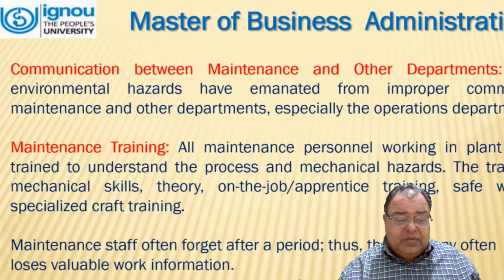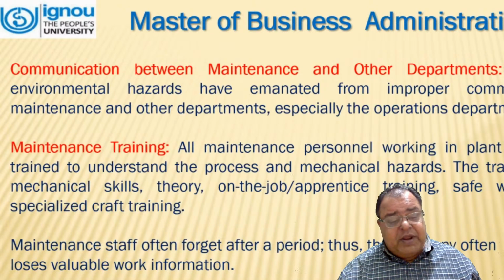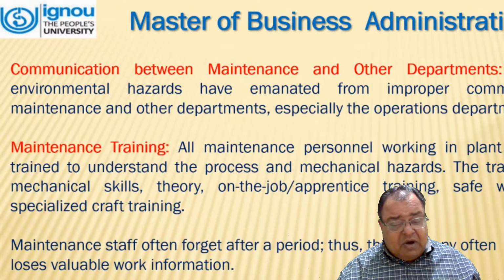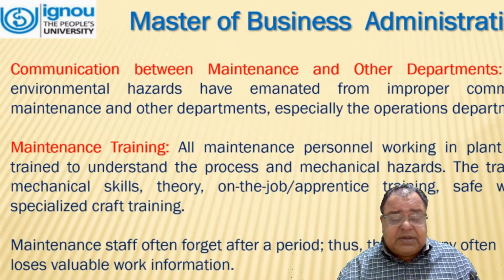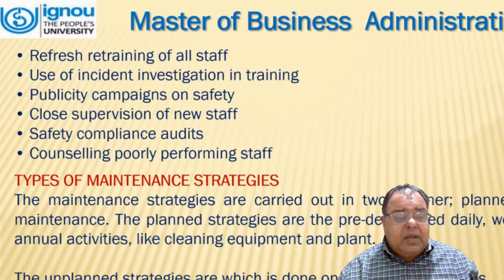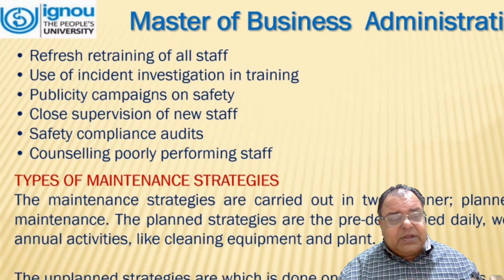Maintenance staff often forget after a period, so the company often loses valuable work information. Several accidents have occurred due to such corporate memory lapses. The techniques useful under such circumstances are refresher training of all staff, use of incident investigation in training, publicity campaigns on safety, close supervision of new staff, safety compliance audits, and counseling poor performing staff.